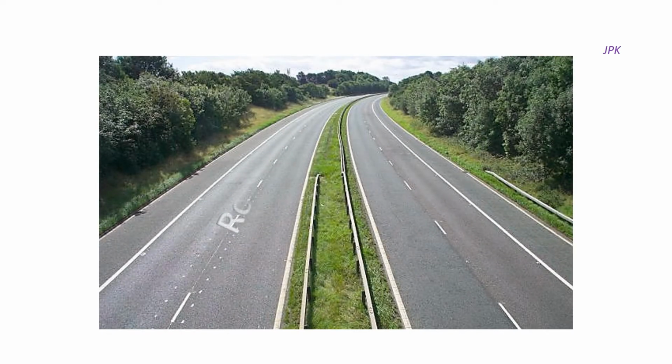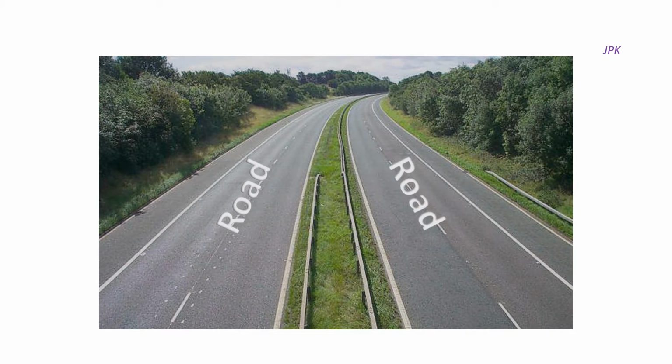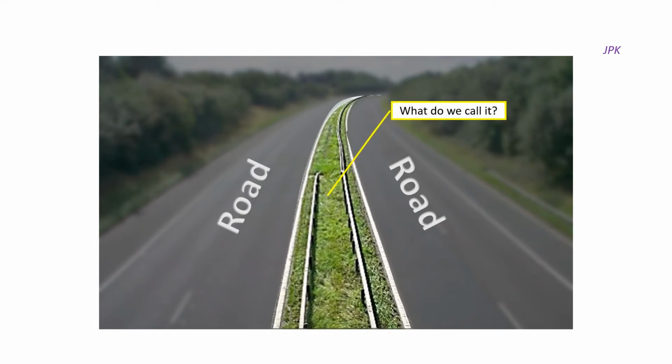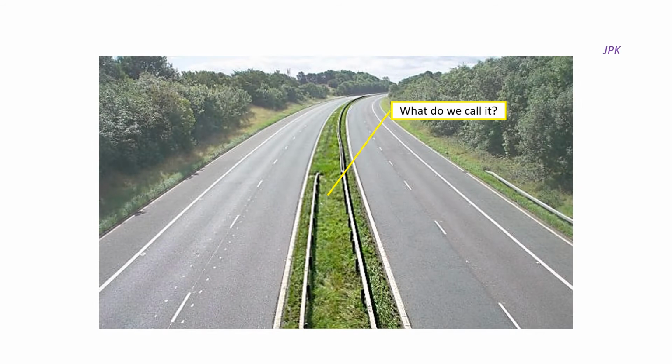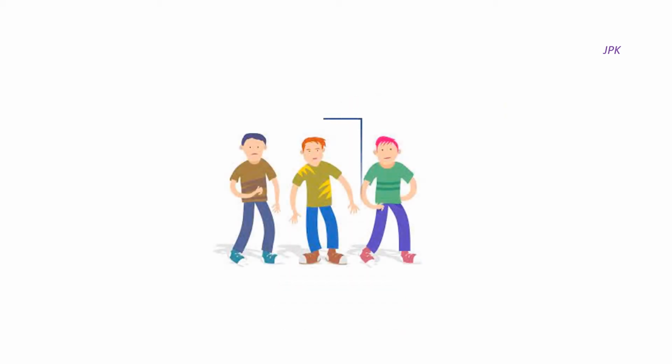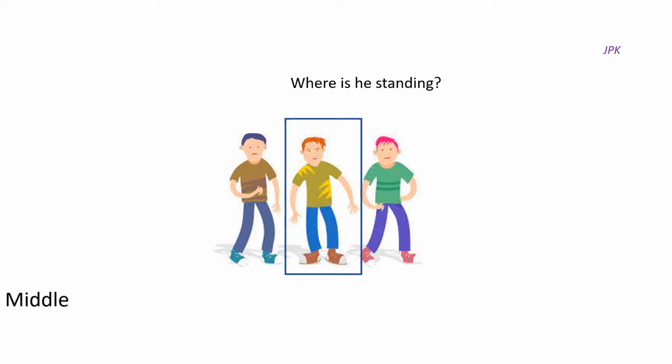We all have been on a road before. We all must have noticed such a view. What do you call the area that separates the two roads? There are three boys. Can you identify where the boy in the yellow shirt is standing?